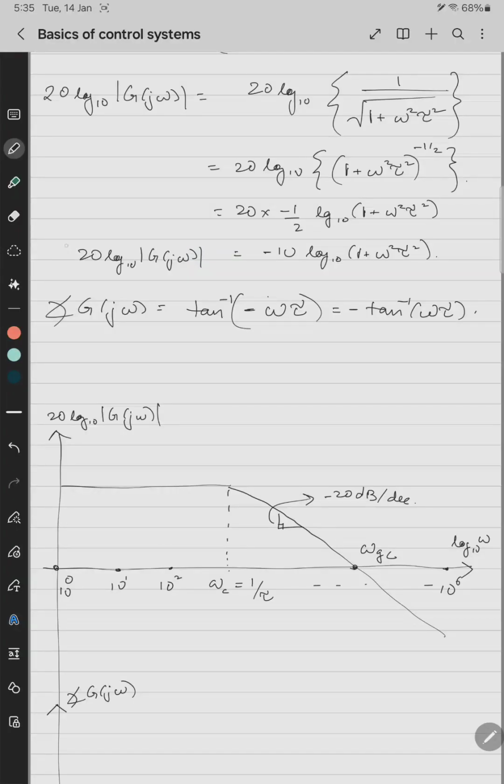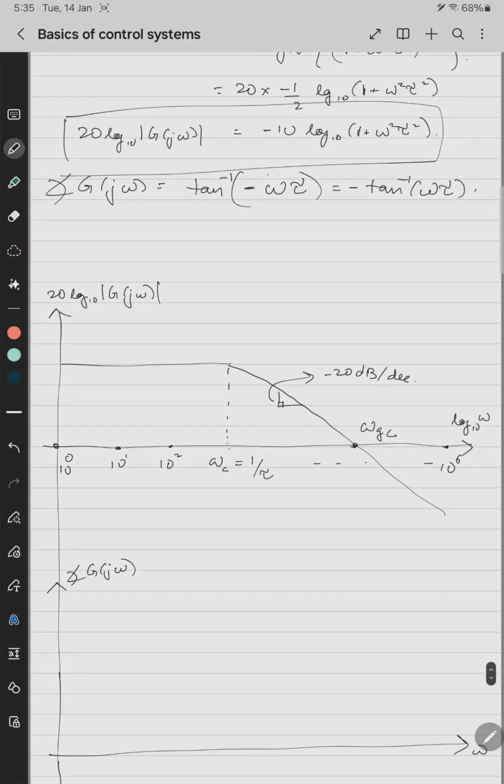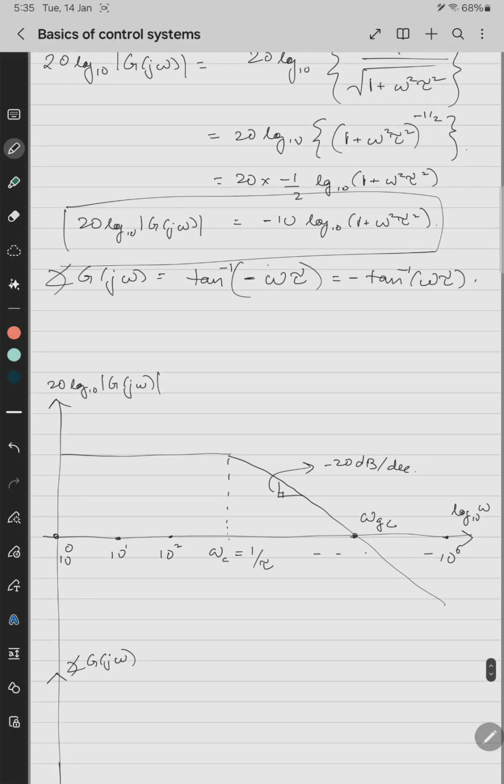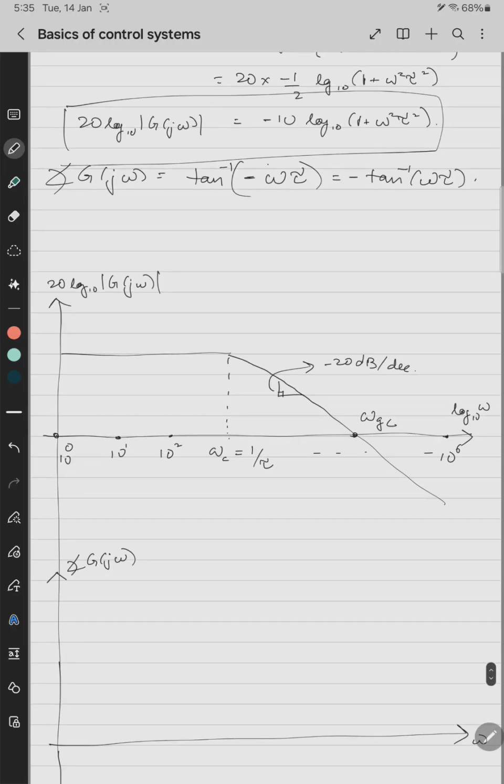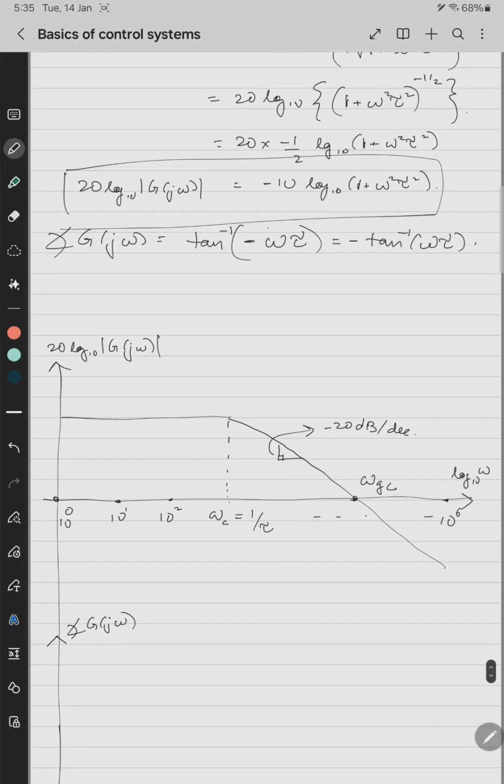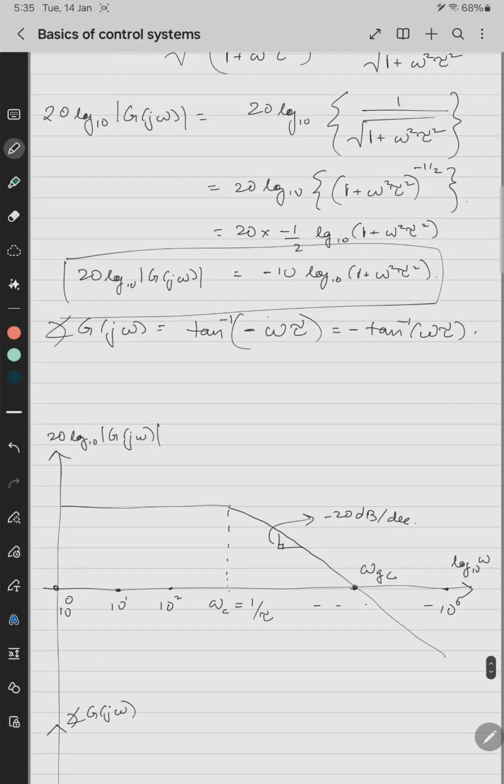So this is a semi-log versus log scale, so it is y equals to mx plus c. So if we don't remove the power of it, what will happen is this 20 is here. So 20 log base 10 of this is 20 into log base 10 of this.